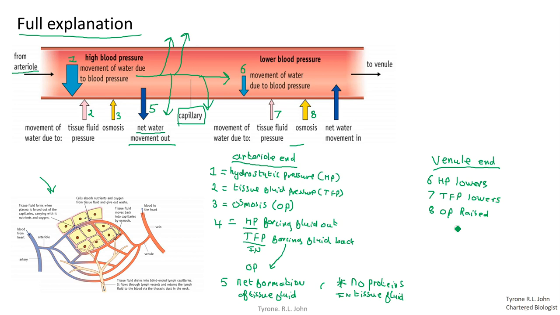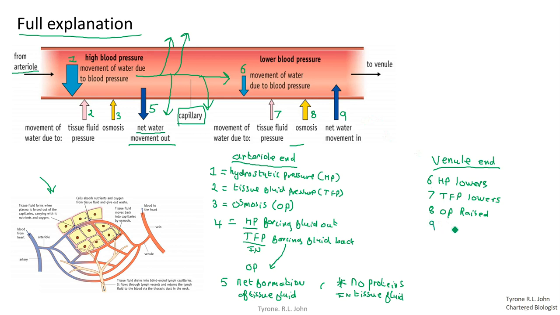Okay, but you've got to remember that when we're looking at osmosis or water potential, we have to compare it between two regions. So these arrows, number 3 and number 8, we're comparing the osmotic pressure in the tissue fluid compared to the capillary. We can also make reference to water potential as well, but I'll come to that in a moment. Right, so that's number 8. Now number 9, this is an arrow now showing that you're going to get tissue fluid moving back in to the capillary.